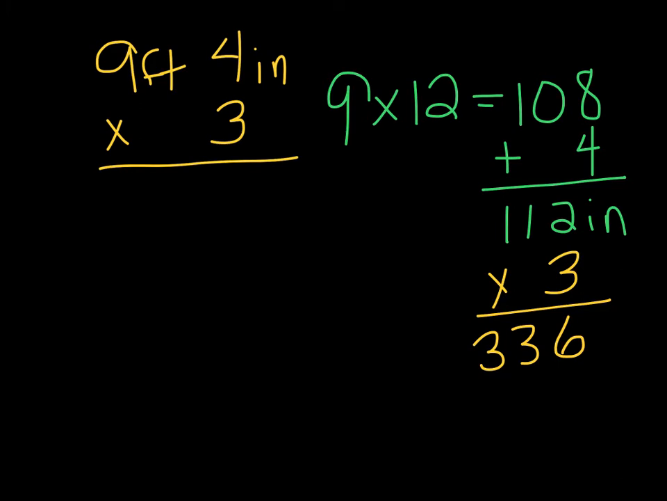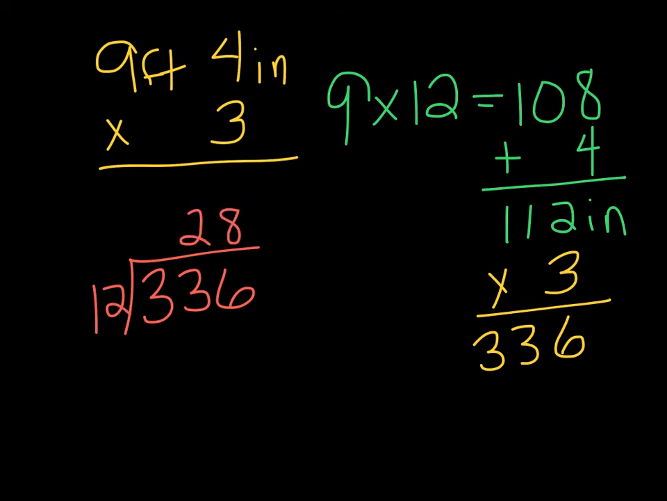Now I'll need to divide that by 12 in order to see how many feet there are in there. So 336 divided by 12, and that goes in there 28 times. So the answer would be 28 feet, which is what we had when we did it the other way. So whichever way makes sense to you and whichever way you prefer, feel free to use that way.